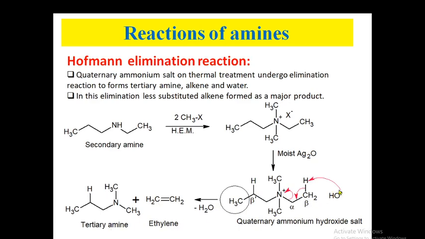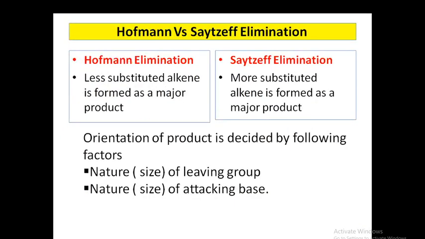So here this OH minus picks up this proton, and therefore there is a formation of a carbon carbon double bond here. So ethylene will be formed as an alkene, and the tertiary amine will be the other product. In this way, the Hofmann elimination reaction occurs. So all of you getting it? Okay. Now let's see the Hofmann versus Saytzeff elimination.